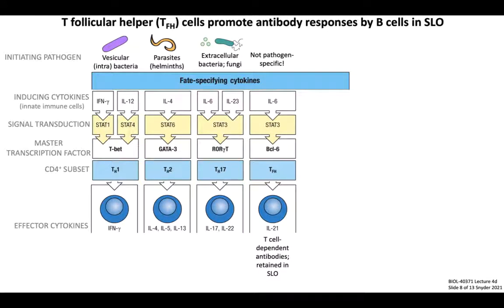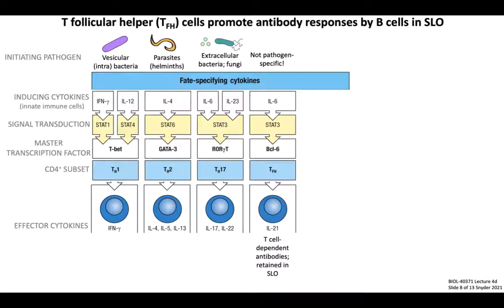IL-6 can also trigger differentiation of T follicular helper cells, or TFH cells. TFH cells can be induced downstream of any type of infection, so they are not pathogen-specific. TFH cells also require STAT3 signaling downstream of IL-6 detection, but they diverge from Th17 cells in that they are formed following expression of the transcription factor BCL6.